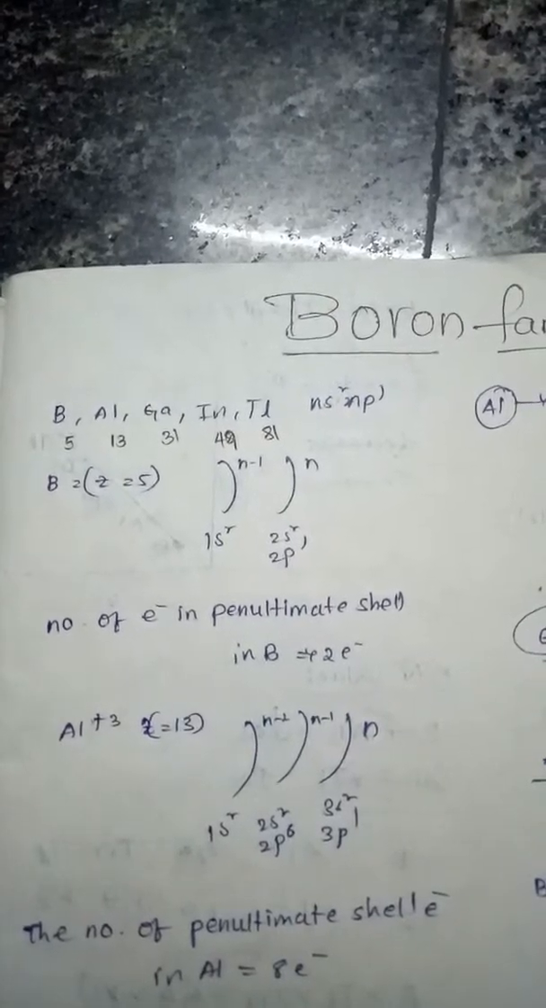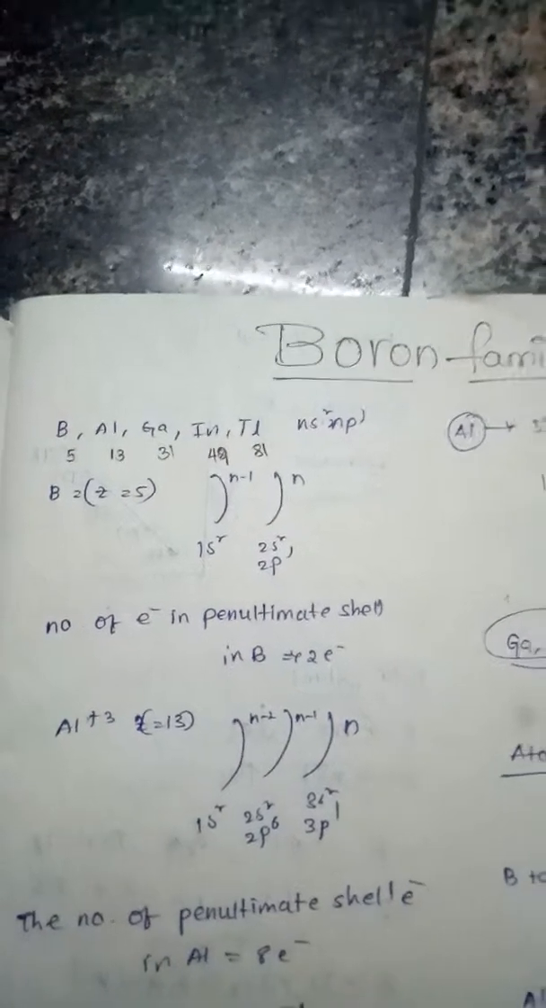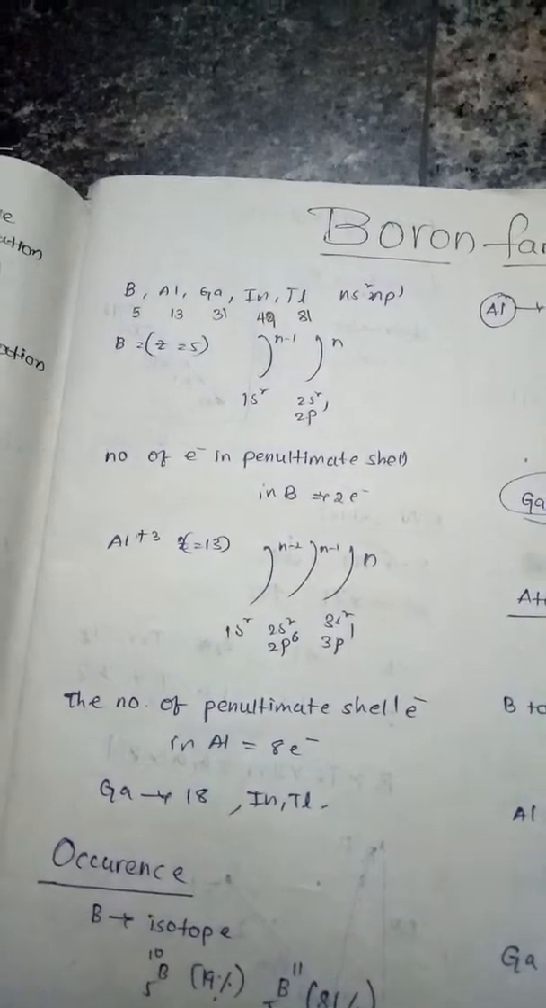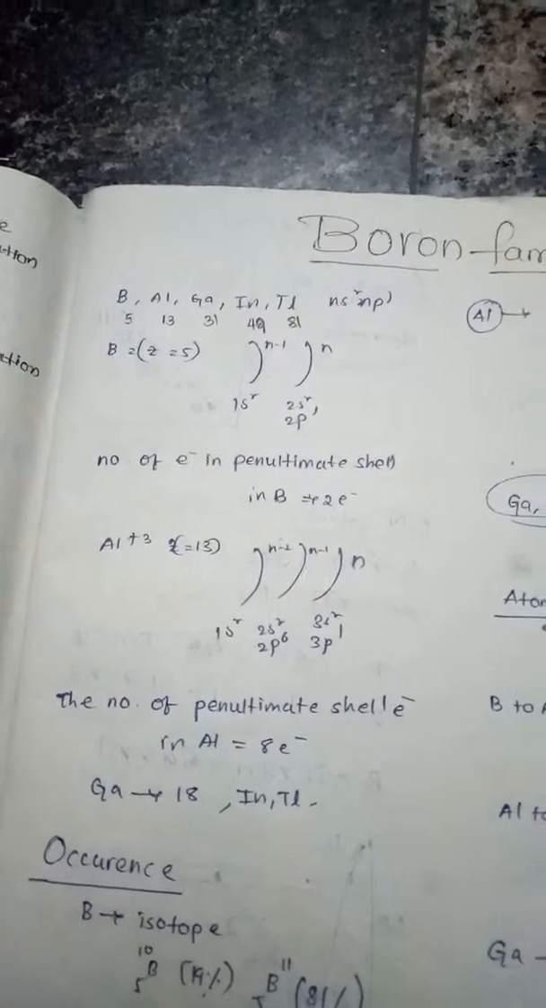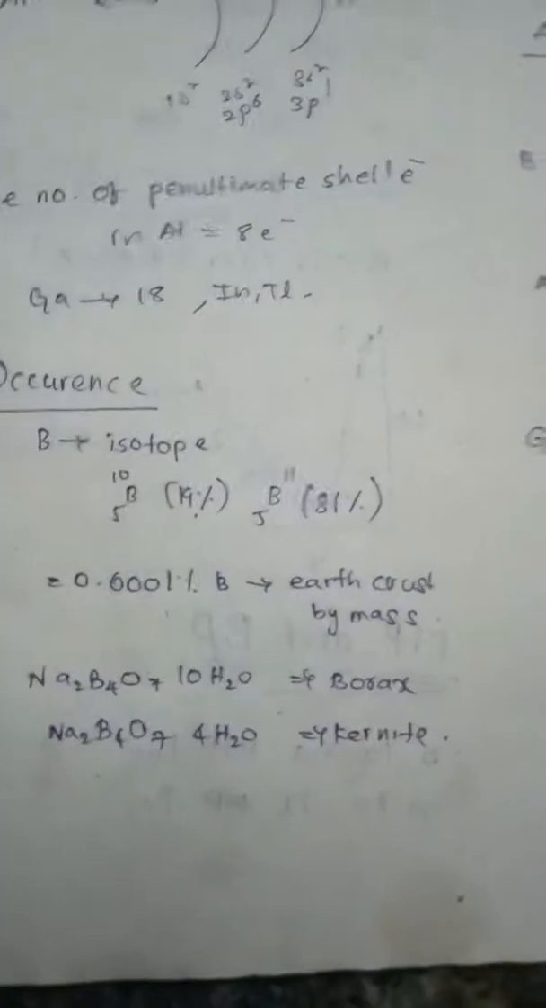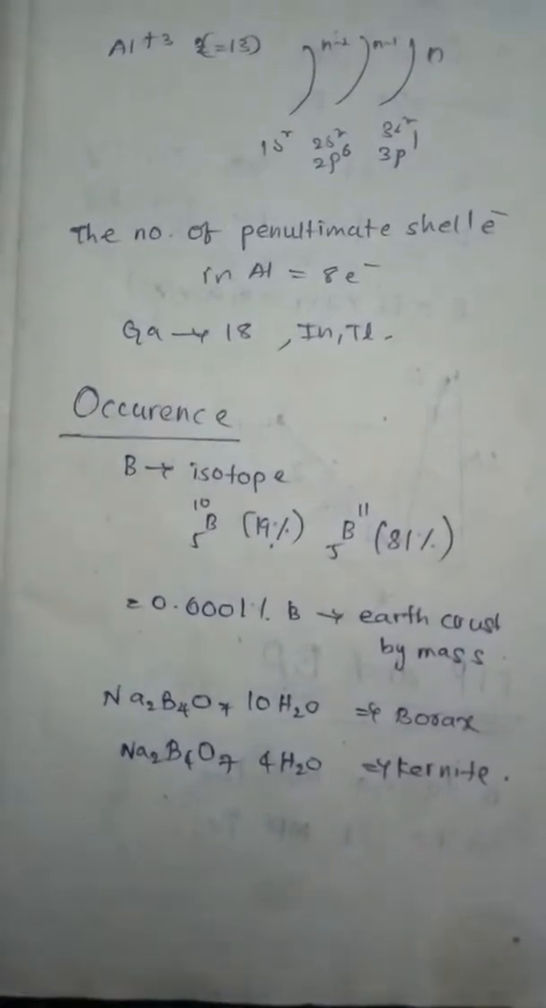Their general electronic configuration is ns2 np1, and the number of inner shells: boron has 2 electrons, aluminum has 3 electrons. This is the descriptive notes, and we have boron isotopes, and borax and carnallite in ore forms.